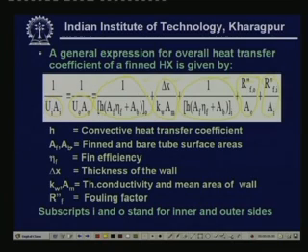H stands for the convective heat transfer coefficient, A subscript F and A subscript B stand for finned and bare tube surface areas, eta subscript F stands for the fin efficiency, delta X is the thickness of the wall, K subscript W and A subscript M stand for thermal conductivity and mean area of the wall, and R subscript F is the fouling factor, and subscript I and O stand for inner and outer sides. Now, let us look at some special cases where some simplification is possible.